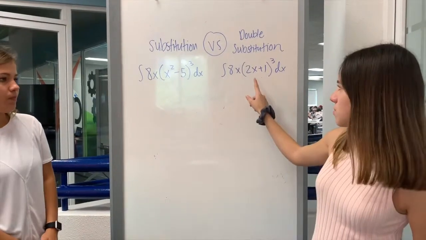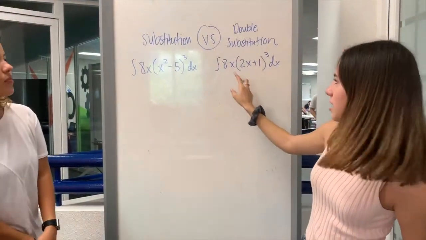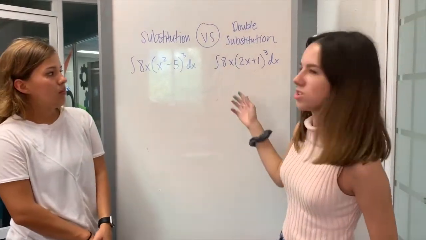And this one is double substitution because the derivative of 2x is just a 2, and outside there's an 8x, so it's not the same power.